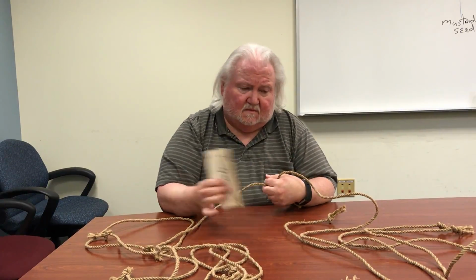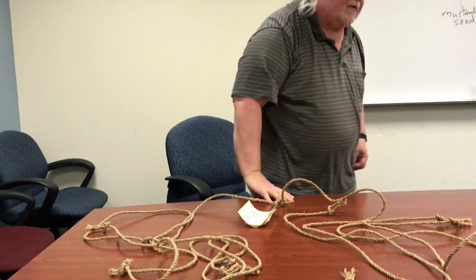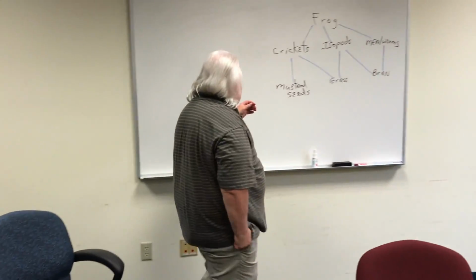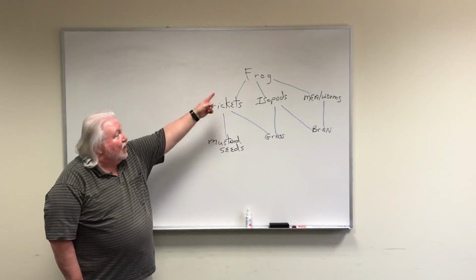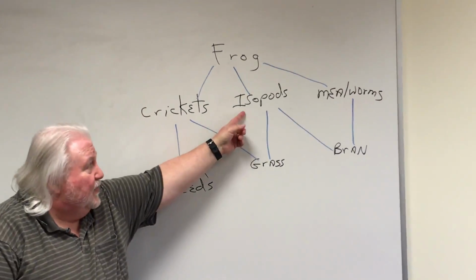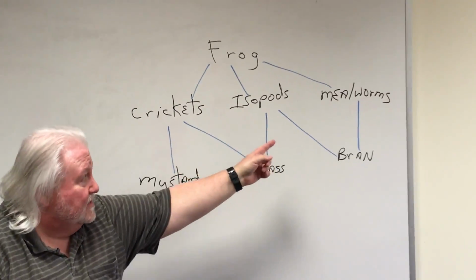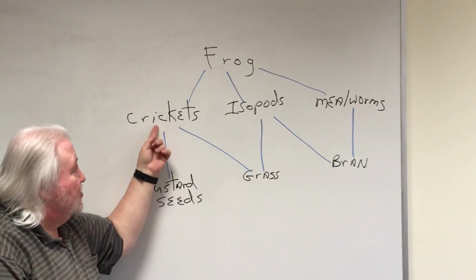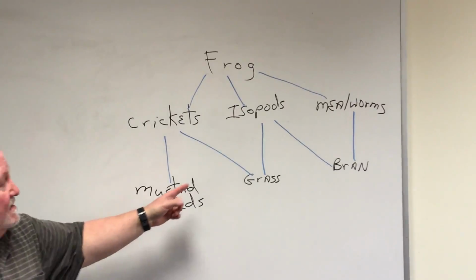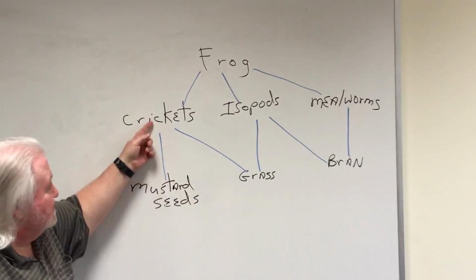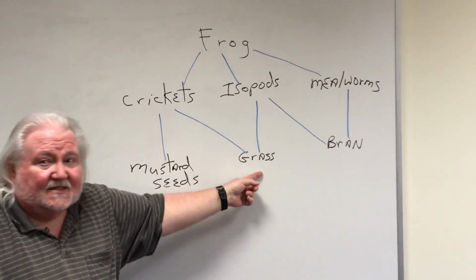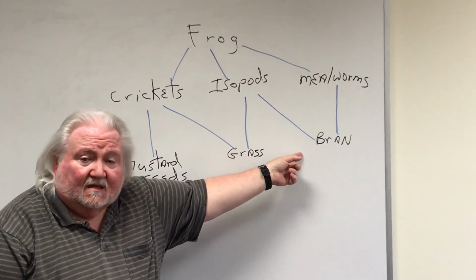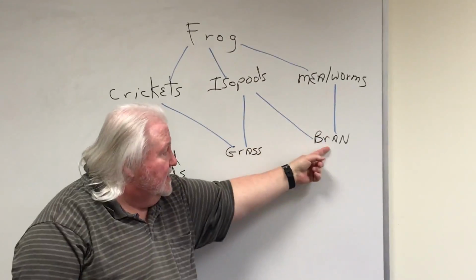So, what's the proper arrangement of this? This is how it should look. The frog eats the crickets, the roly-polies, the isopods, and the mealworms. The cricket eats the mustard seeds. The crickets eat the mustard seed and the grass. The roly-polies eat the grass and the bran. And the mealworms will only eat the bran.